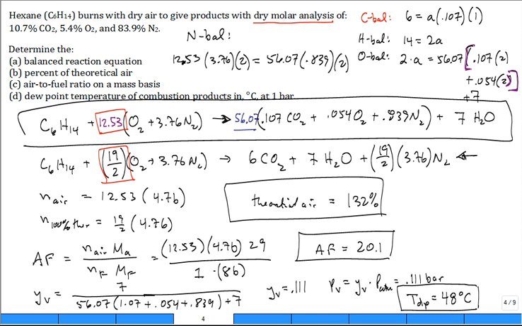Make sense? Yeah, I have to count up the total number of moles over here in the products, right? So that's the way I did it. And then I have a mole fraction is how many of them are vapor? 7 out of all of those are vapor.